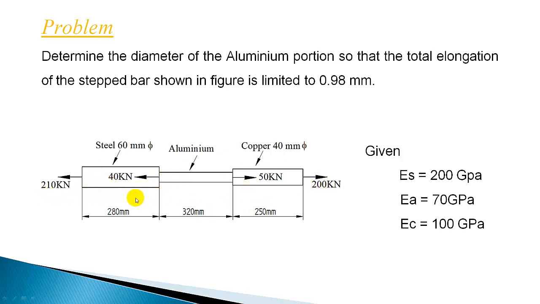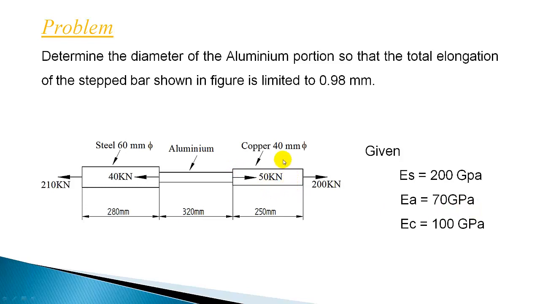This stepped bar is subjected to different loads. Now, the dimensions of the various portions are given, except the center portion, the aluminum rod, whose diameter is not given. First portion is steel and it is 280 mm long and 60 mm diameter, and its Young's modulus is also given, 200 gigapascal. Second portion is made out of aluminum and it is 320 mm long and its diameter is not known, and its Young's modulus is 70 gigapascal.